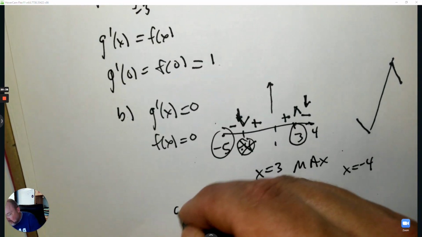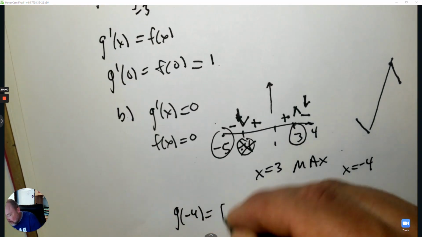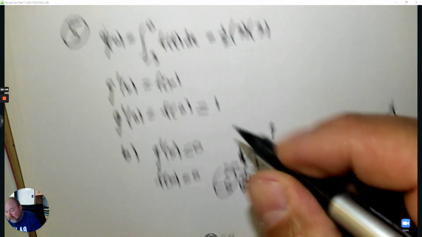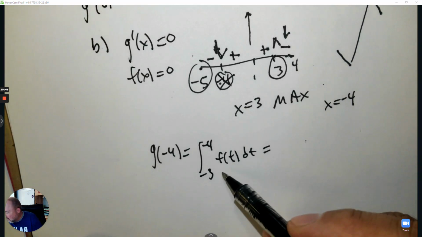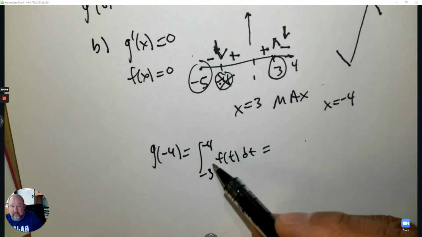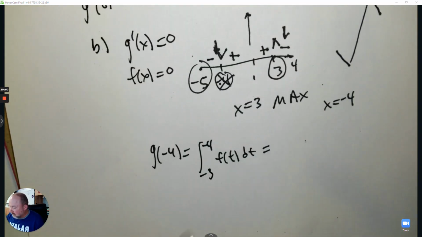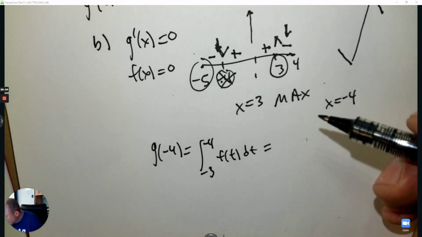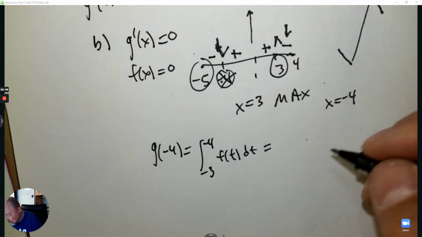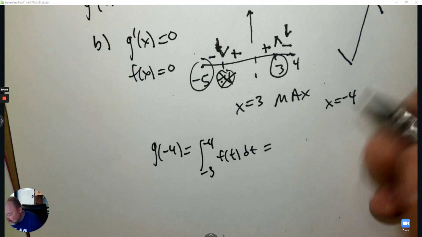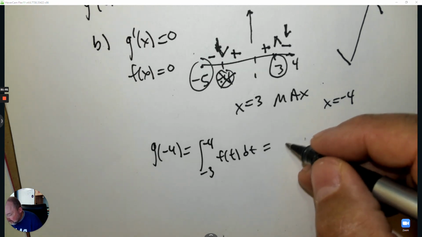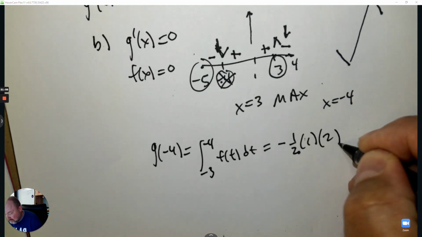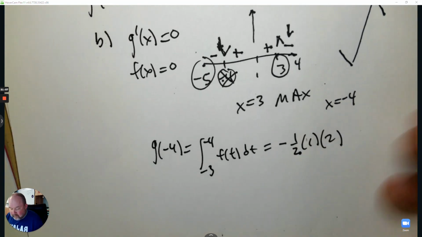So then what is g at -4? You have to plug in to the equation. Notice the bottom number is bigger than the top. So first of all, what is the shape from -3 to 4? It's a triangle. It is above, but we're going to flip it around because the bounds are different. So it is going to be negative. It's half the base times the height. And there's your answer. So that answer is -1.